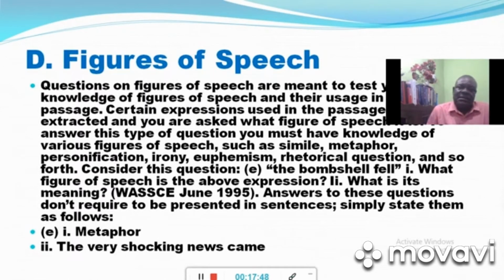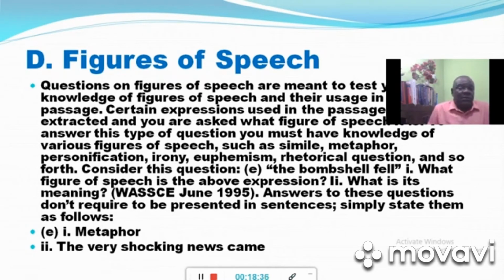Now, the next type of comprehension question is questions on figures of speech. This kind of question is meant to test your knowledge of the figures of speech. Figures of speech are words and expressions that are meant to throw more light on what the writer is saying or writing. Figures of speech use images to describe in clearer terms or in a more graphical way the kind of message the writer intends to convey.